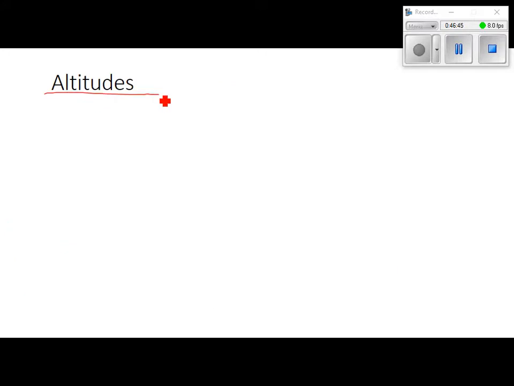Altitudes. Somebody give me the definition of an altitude. Sort of. Anybody find it in the book, see what it said? Nobody could find it? All right, so I'm going to give you... That might go along with the altitude. That's the point of concurrency.